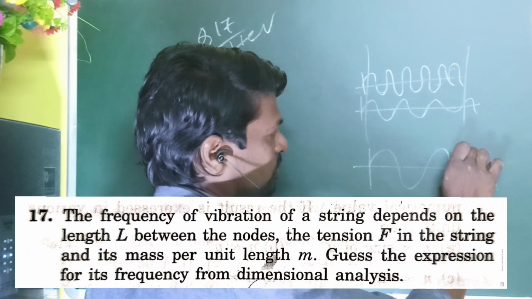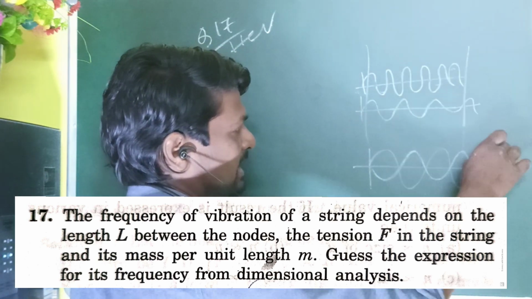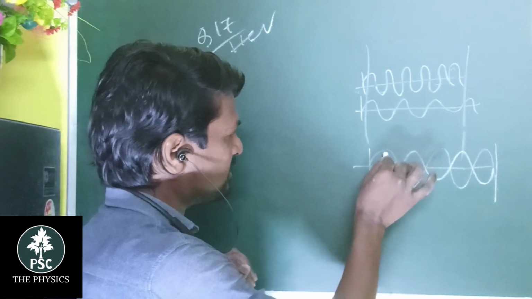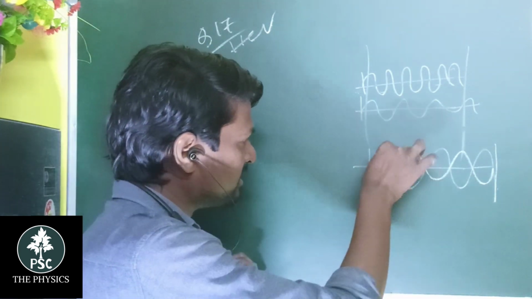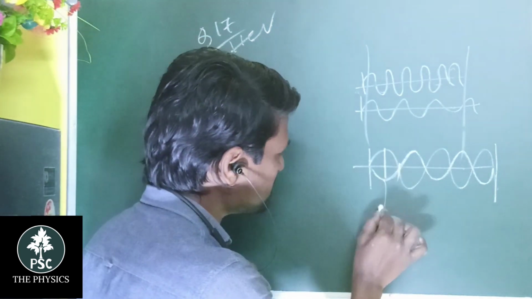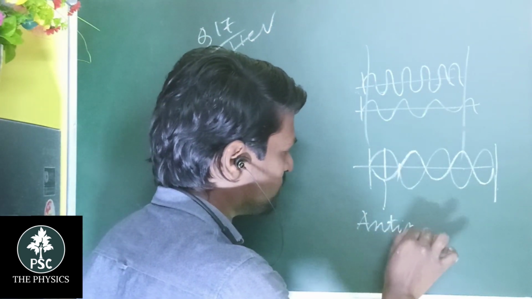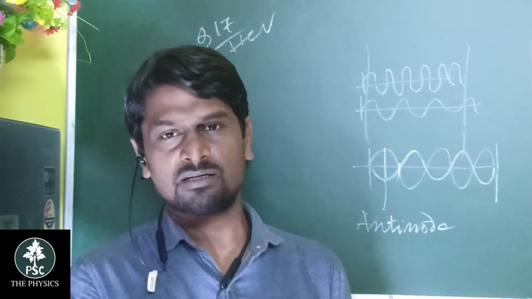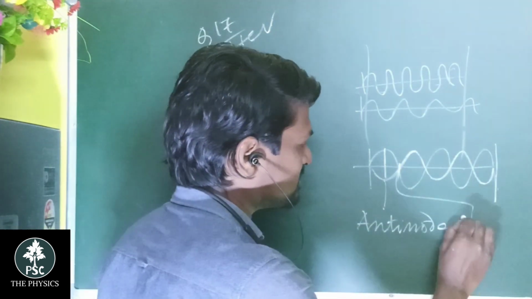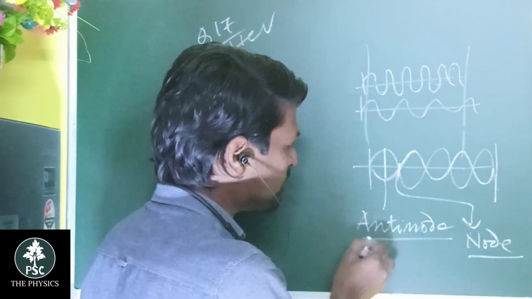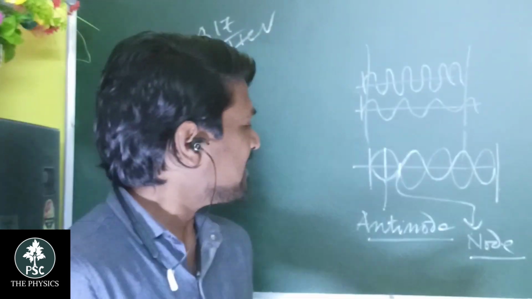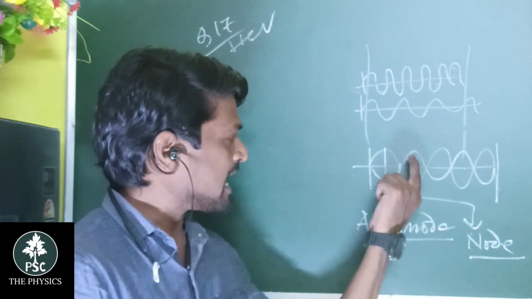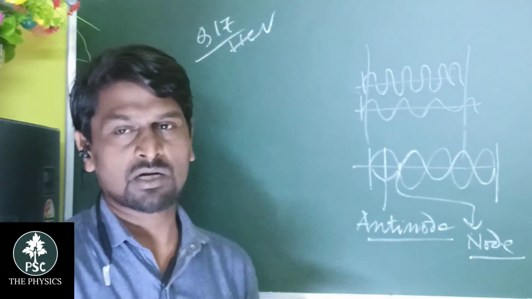When they overlap with one another or act at a particular region of space, this is called superposition. Here the amplitude is maximum and here the amplitude is minimum. So this point is called an antinode, and I will discuss it elaborately in the chapter on waves. Where the amplitude is minimum, it is called a node, and where the vibration is maximum, that is called an antinode.